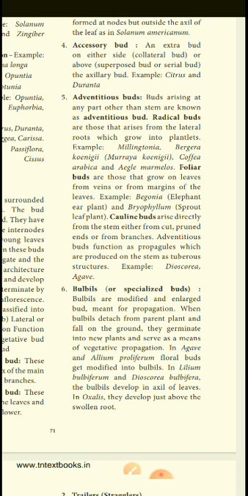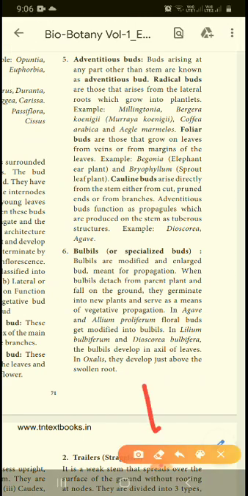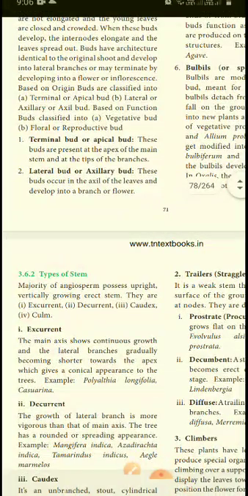Adventitious buds function in propagation, as in Dioscorea and Agave. Next, specialized buds are bulbils. These are buds meant for propagation. When a bulbil detaches from the parent plant, it comes out and forms another plant. This is why we call bulbils specialized buds. They form in the axil of leaves.